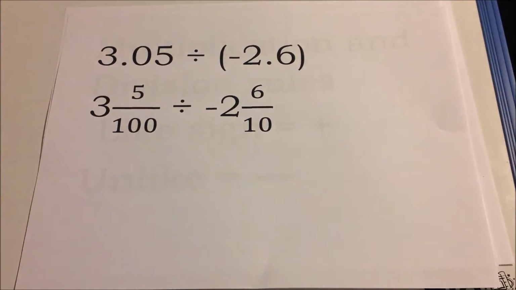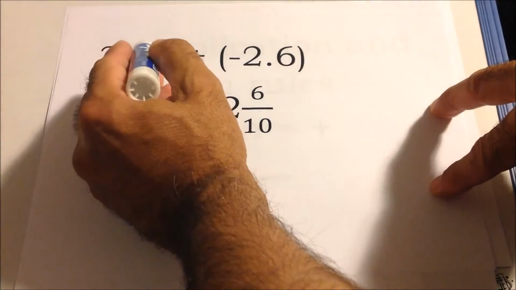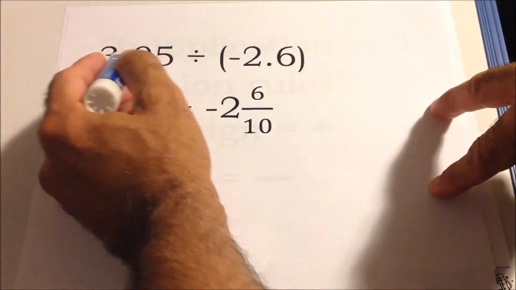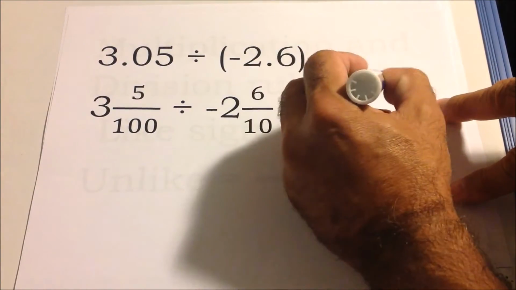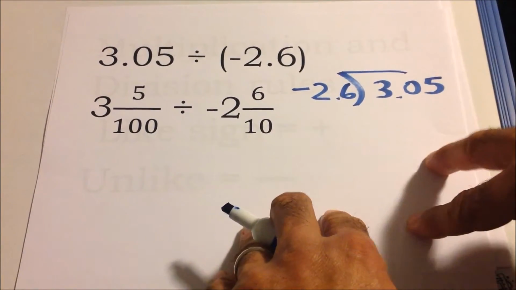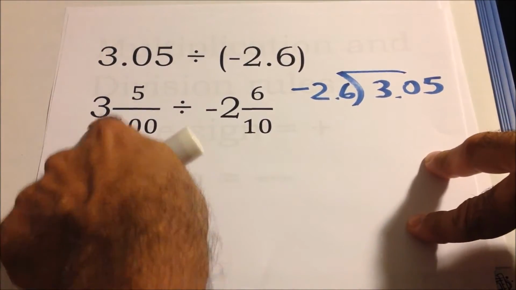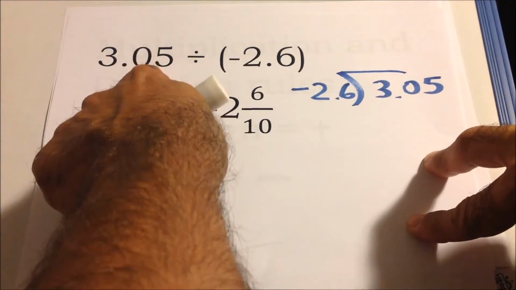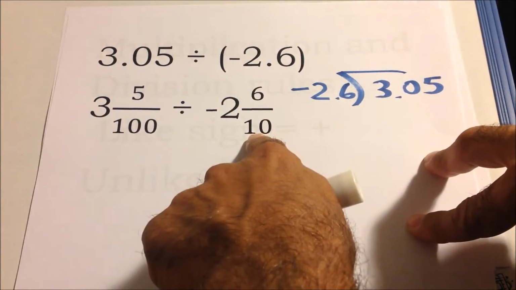So 3.05 divided by negative 2.6. You know the first number is always in the box, just remember that. So if we did this, it'll be 3.05 in the box, and negative 2.6 outside the box. Or we can make it a fraction. So 3 and 5/100ths, and negative 2 and 6/10ths.